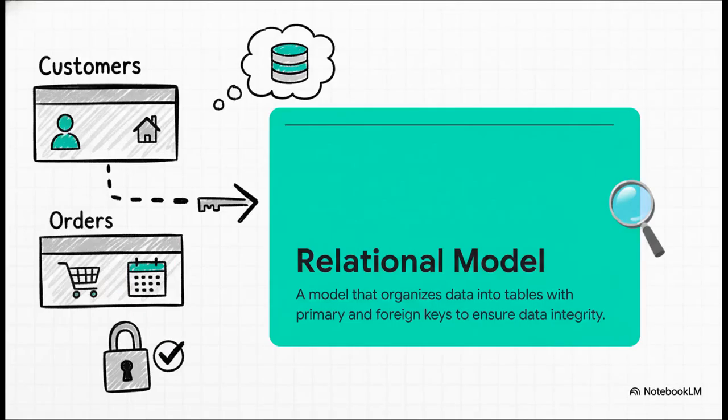So here's how it works. In this relational model, you might have one table for all your customers and a totally separate table for all their orders. Now, instead of copying the customer's full address into every single order, you just give each customer a unique ID, a special key. Then, in the orders table, you just reference that customer's key. So if you need to update an address, you change it in one spot, and it's instantly correct everywhere else. Simple, elegant, and so powerful.